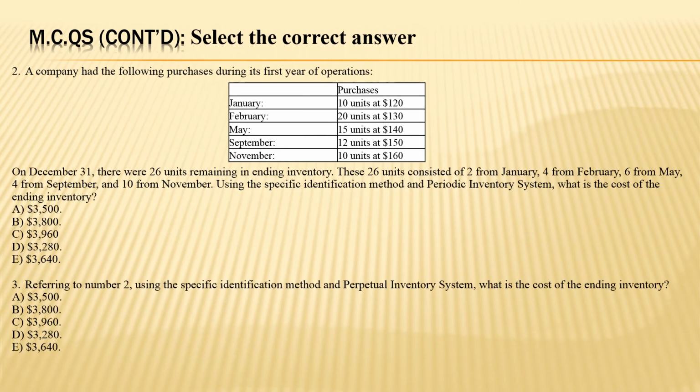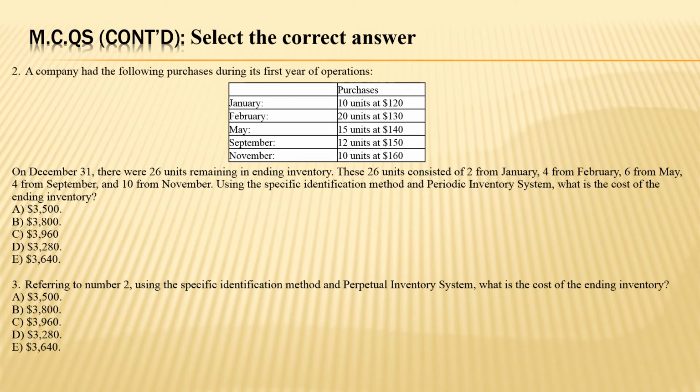Okay, let's see the second one in the MCQs here. A company had the following purchases during its first year of operations. We have this table for every month, how many units were purchased and at how much cost per unit.